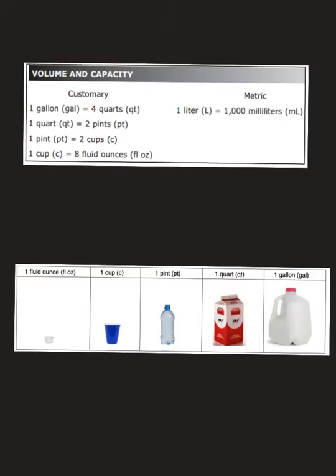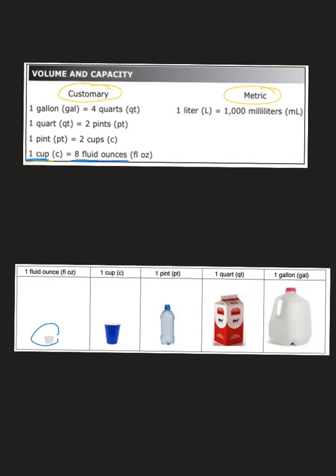Okay, so now we're going to go into the actual measurements. The actual measurements are customary and metric. Those are the different measurements that we have. I'm going to start here at the bottom, because it's going from smallest to largest. Where it says 1 cup equals 8 fluid ounces, fluid ounces are smaller than a cup. So 8 of these small things will equal 1 cup.